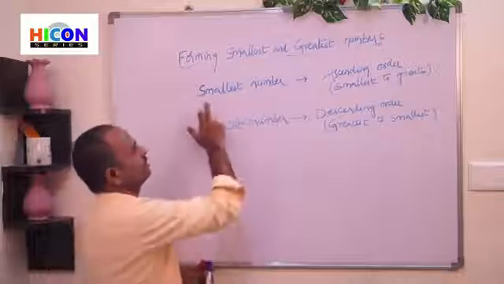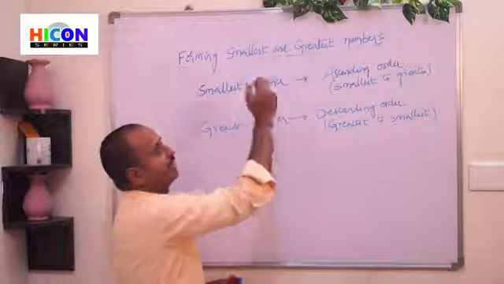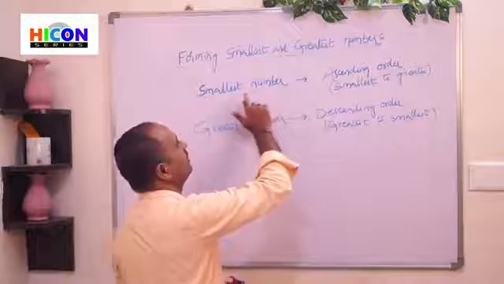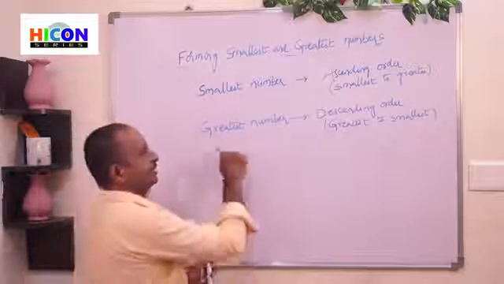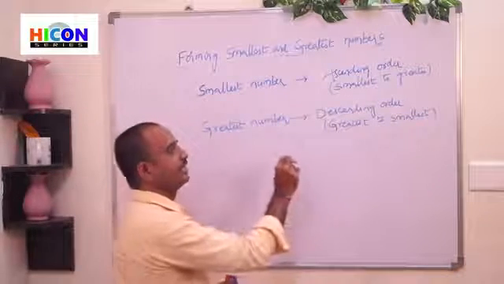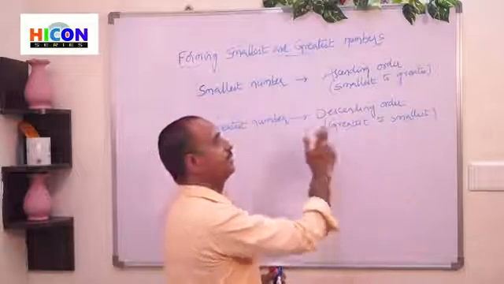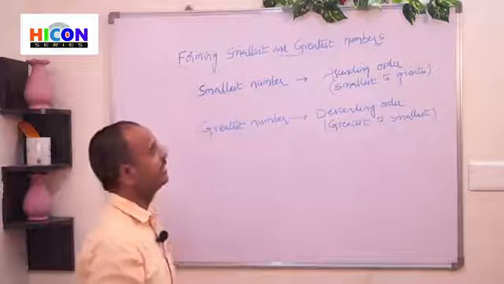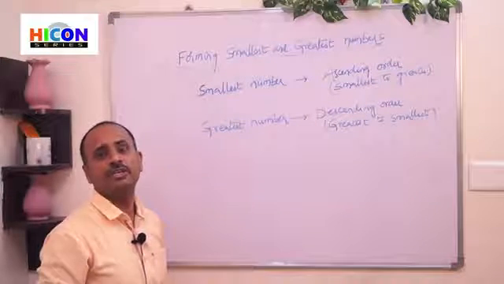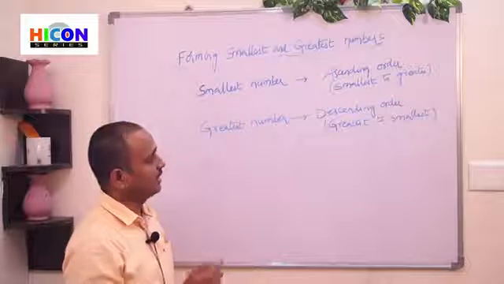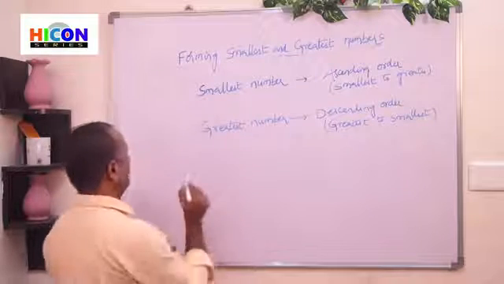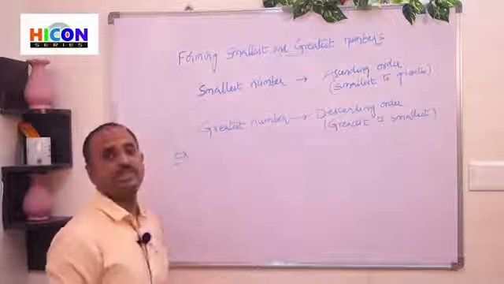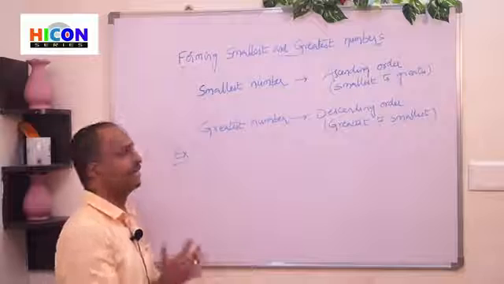So children, the smallest number can be obtained if we arrange the given digits from smallest to greatest. That is, if we arrange in ascending order, then we will get the smallest number. And the greatest number can be obtained if we arrange the given digits from greatest to smallest, that means in descending order. So these are the 2 points you have to remember. Then we can easily form the greatest and smallest number with the given digits. Let us see an example, so we can understand how to write the greatest number and smallest number.